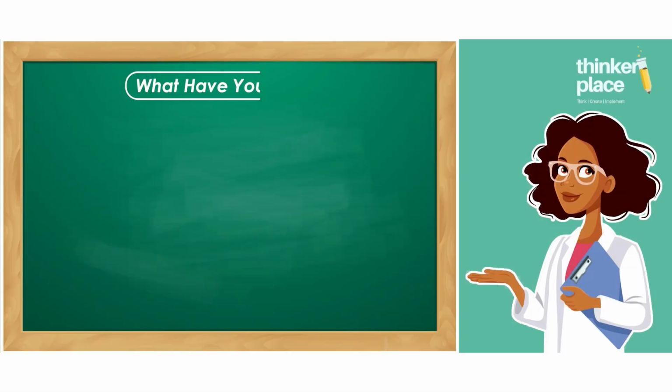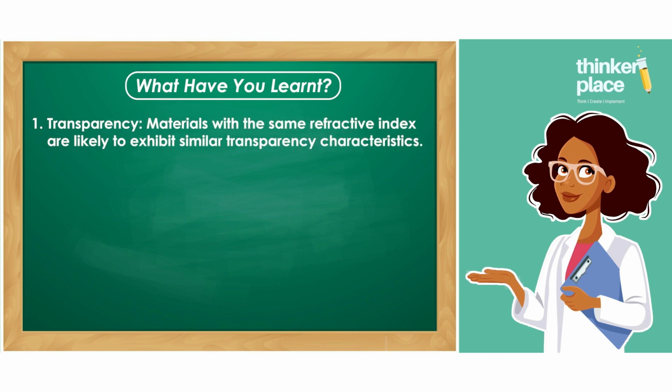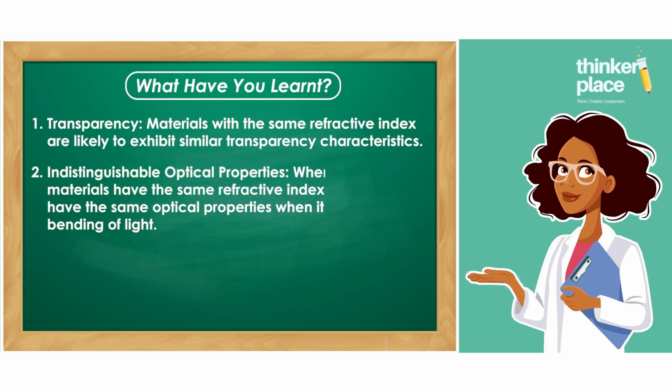So what have we learned from this experiment? We have learnt about transparency, in which materials with the same refractive index are likely to exhibit similar transparency characteristics. Indistinguishable optical properties. When two or more materials have the same refractive index, it means that they have the same optical properties when it comes to the bending of light.